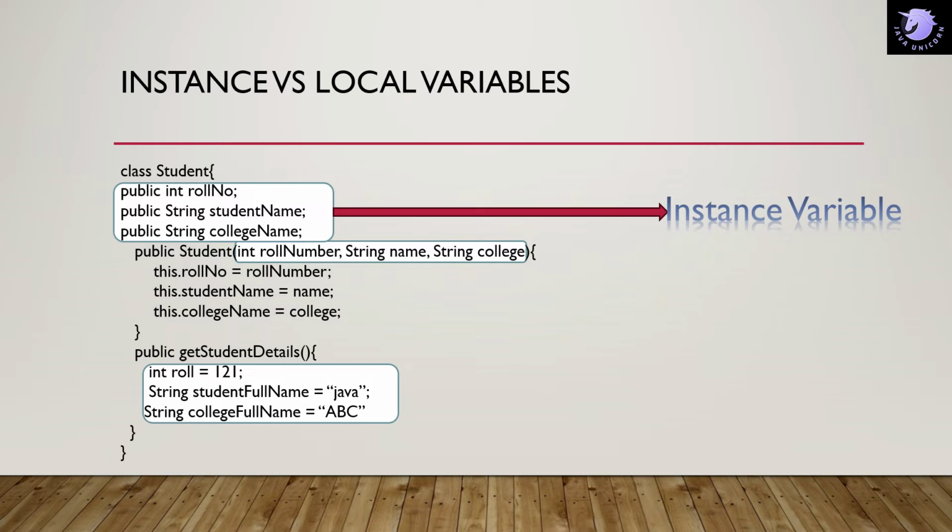And what about local variables? Local variables are the variables which are defined inside the constructor and inside the getStudentDetails method.